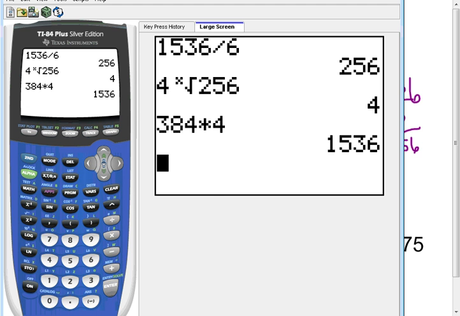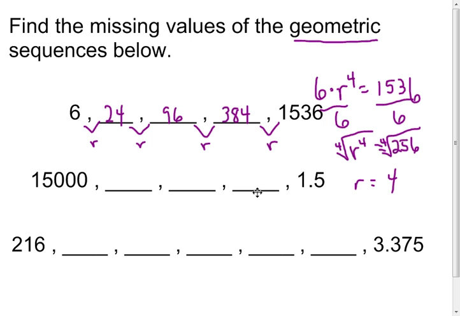All right, so what I'd like you to do, pause the video and try these two on your own. See if you can come up with a common ratio, and then come up with these blank terms.